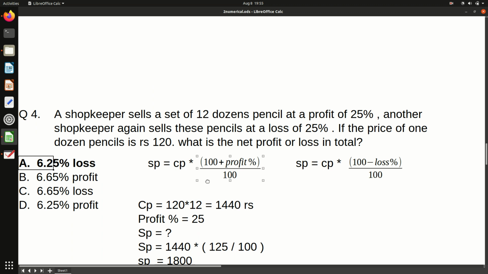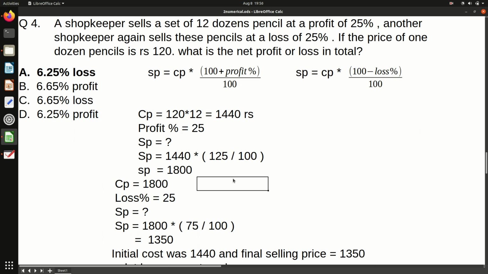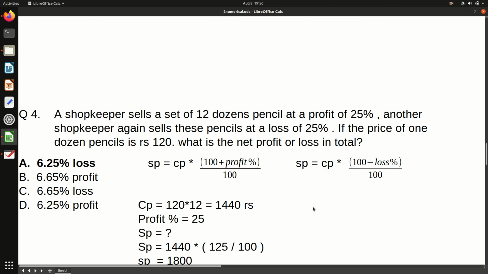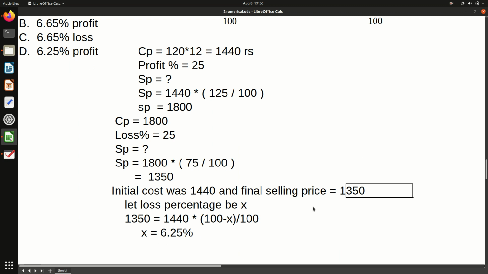If you are not able to understand it, let me make it clear. Everything is very simple. There were two cases. Initially, for shopkeeper 1, CP given, profit given, SP we have to calculate. We applied this formula. Now for shopkeeper 2, CP given, loss given, SP we have to calculate. We applied this formula. Finally, we got CP, SP, and loss we have to calculate. So we applied this formula. This is just a formula we are using and we can easily solve this.